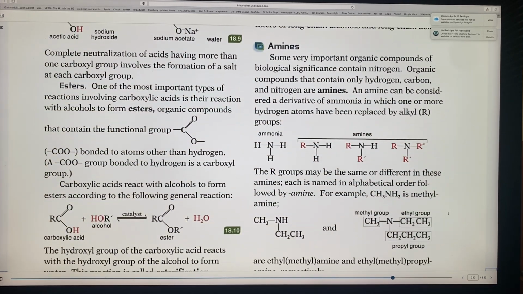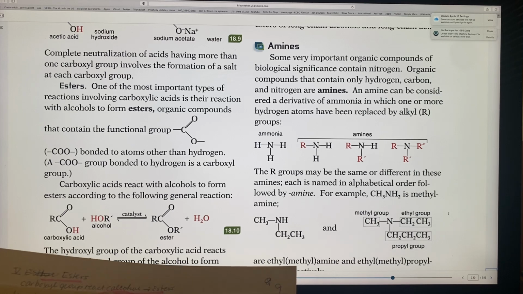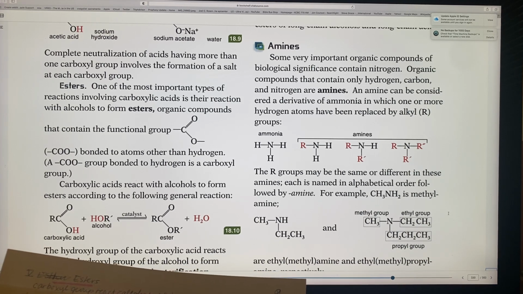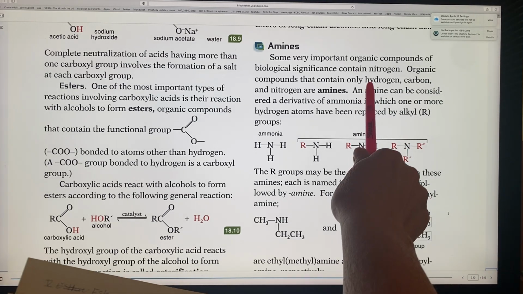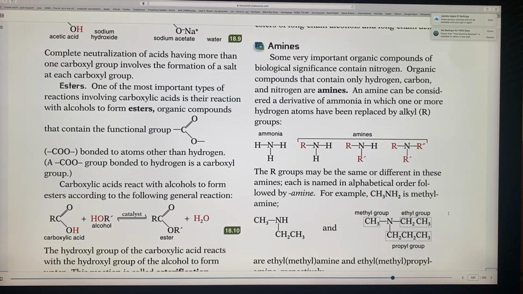So let's go on to the next one, which is amines. And so this will be the last one on this video. Some very important organic compounds of biological significance. They contain nitrogen. So amines contain nitrogen, and they basically only have hydrogen, carbon, and nitrogen. Now we get into amines, we're going to get into that in the next session because of the nitrogen there.